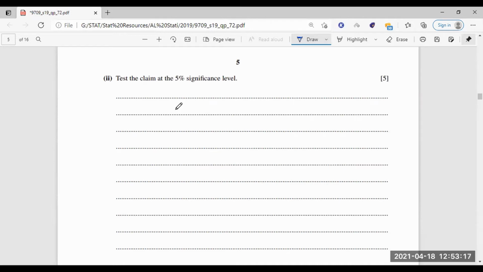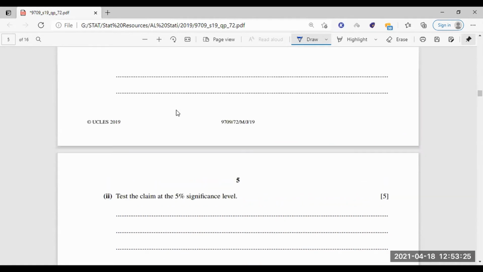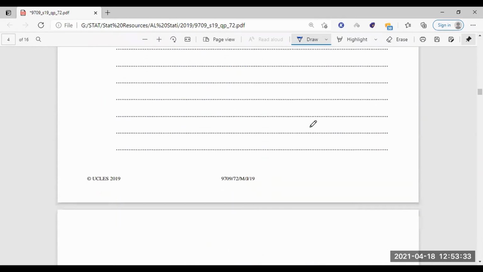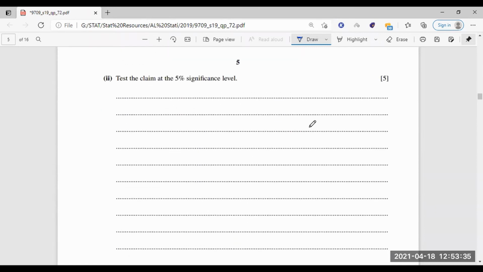Test the claim at 5% significance level. The question says that it is claimed that on average, a particular train journey takes less than 1.9 hours. So that's the claim. Our null hypothesis will be that the mean is 1.9 hours, but the claim is that it is less than 1.9 hours. So our significance level is 5%.